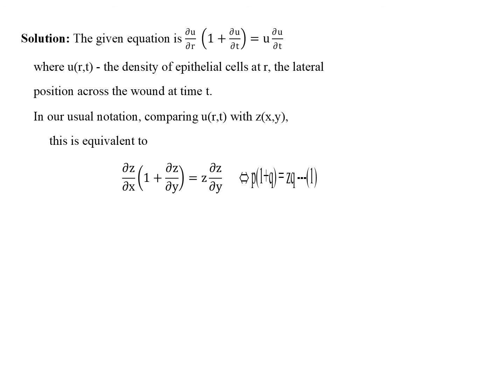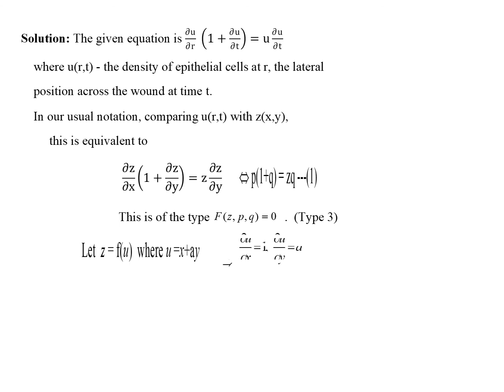Now mark this as equation 1 and look at this equation. It has the variables p, q and z, so it is of the form f(p, q, z) = 0, and hence it is of type 3. And what is the procedure for type 3? We should consider z equal to f(u), where u is equal to x + ay, and the partial derivatives of u are given by ∂u/∂x is 1 and ∂u/∂y is a. Now we'll substitute these things in p and q.